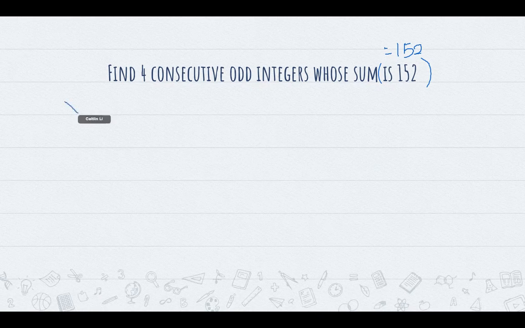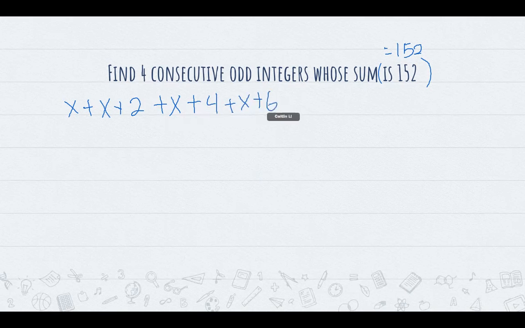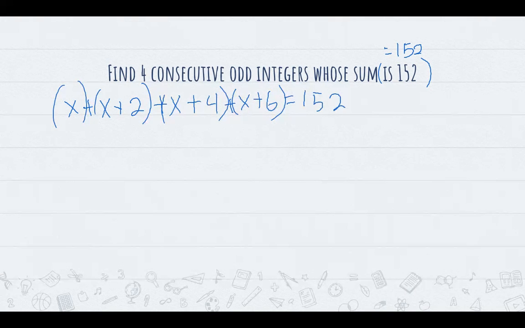So we start with x, and then we add x plus 2, and you continue adding 2 to x. So the next one would be x plus 4, and then x plus 6, and that will equal 152. So essentially, this is what each one looks like, because that is our entire sequence.